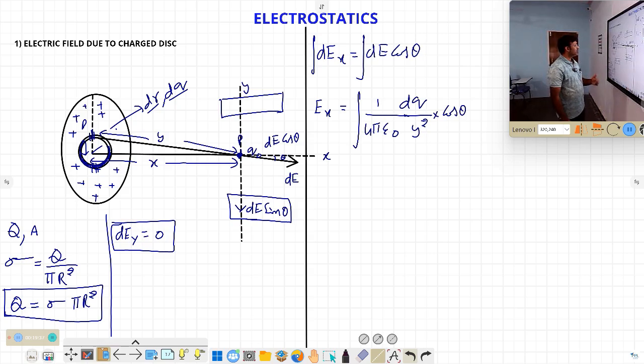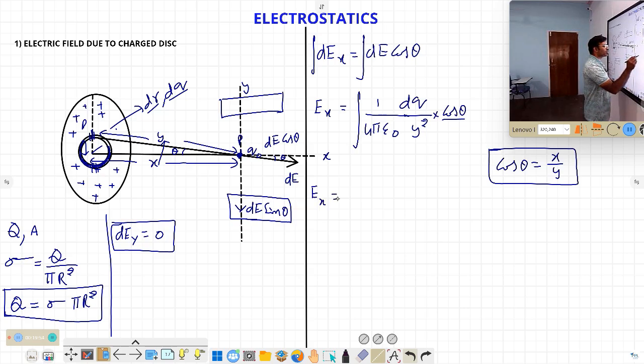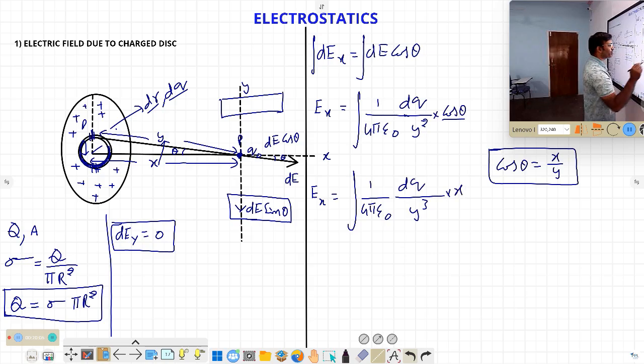Now what is cos theta from this triangle? If you see this one, this is the theta. From the triangle, cos theta is equal to adjacent by hypotenuse, that is nothing but x by y. If you replace that, what you are going to get is Ex equal to integral 1 by 4 pi epsilon naught into dq by y cube into x. This is one of the equations.